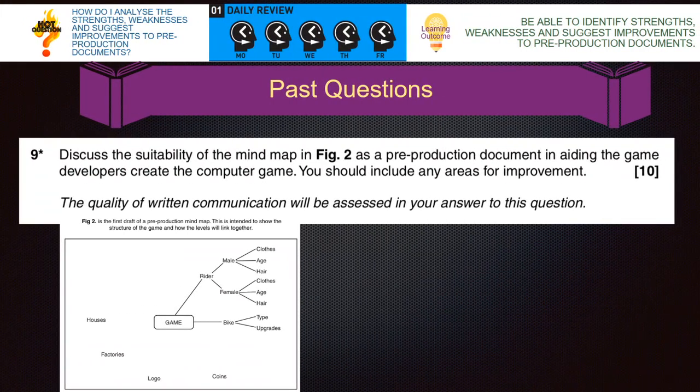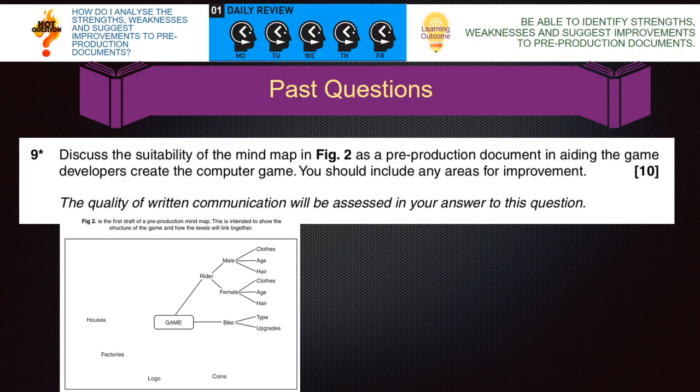Let's start off by having a look at some past exam questions. So this first one, you've been given a mind map and it says discuss the suitability of the mind map in figure 2 as a pre-production document in aiding the game developers create the computer game. You should include any areas for improvement. It's worth 10 marks.